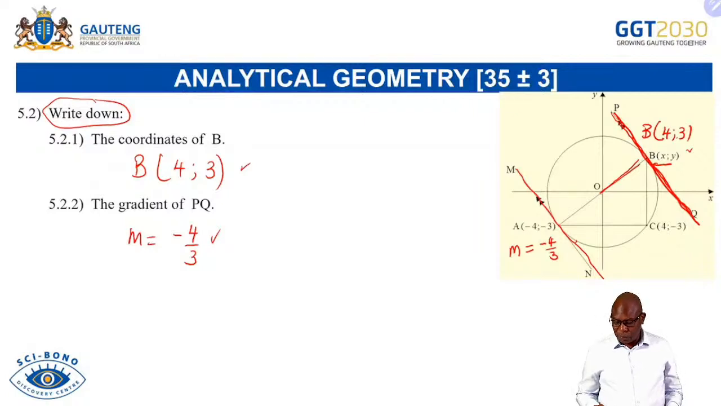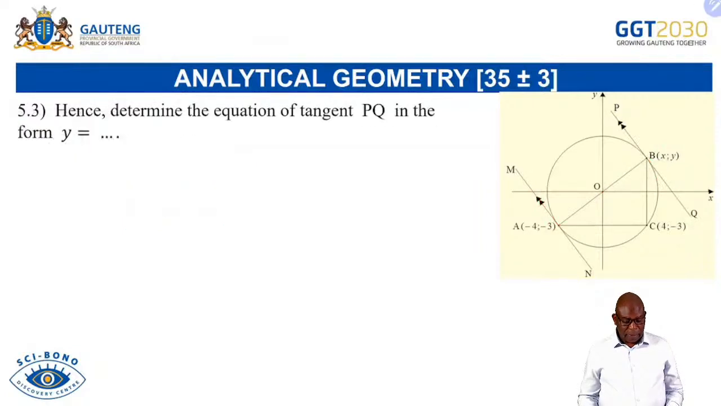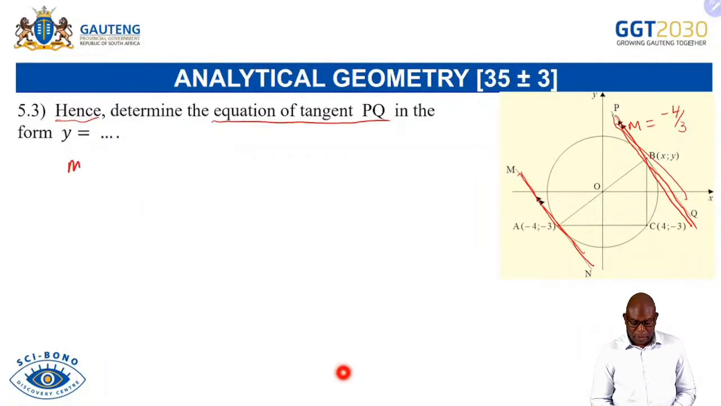The last part of the question is "hence", meaning that whatever you got here, what did we get? The gradient of that line, minus 4 over 3. They say hence determine the equation of the tangent, the equation of this tangent. See, we know the equation of this tangent, but we don't know the equation of that tangent. The only two things that are the same between these two is the gradient. So already I know the gradient of PQ. The gradient of PQ is minus 4 over 3.